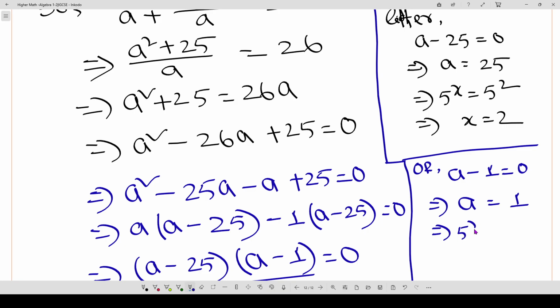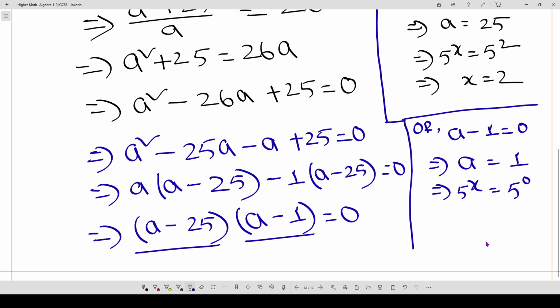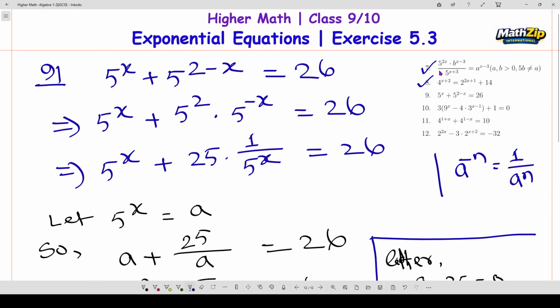Then 5 to the power x equals 1. Against 1 we can write 5 to the power 0. So it will be x equals 0. So we have to answer: x equals either 0 or 2. Okay, very simple. So question 9 done.